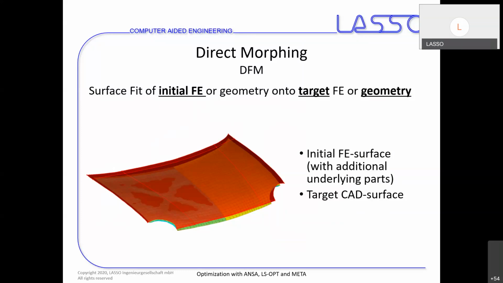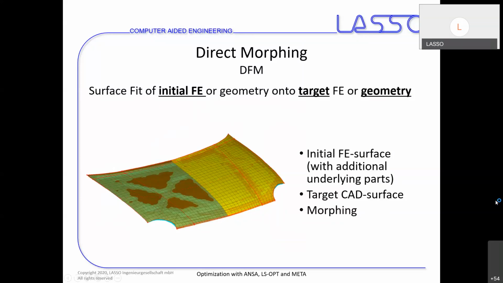So the yellow area in this case is our control entities, our green entities that we want to fit onto the red area, the target surface. And the underlying parts is what is morphed, in fact.